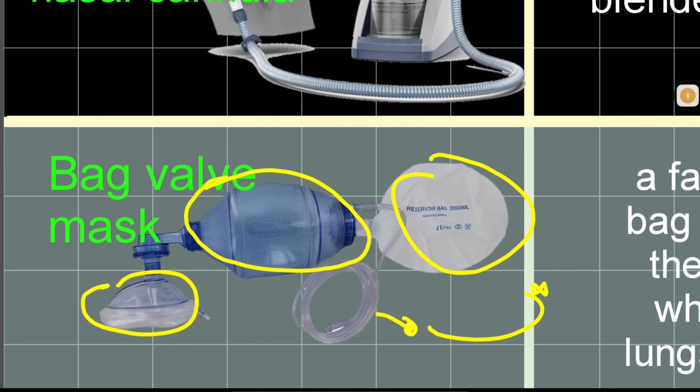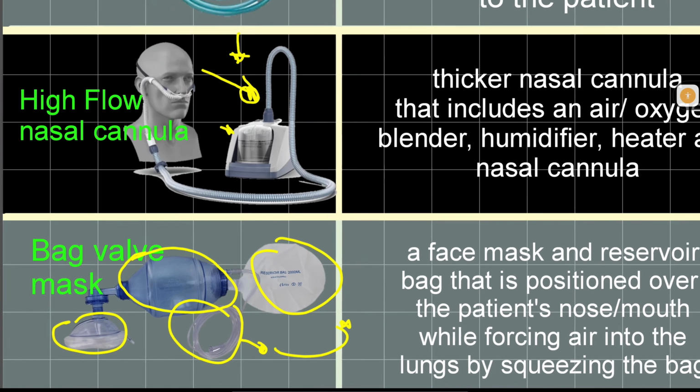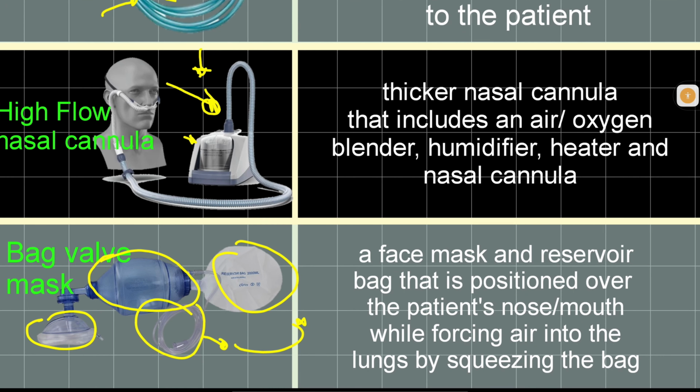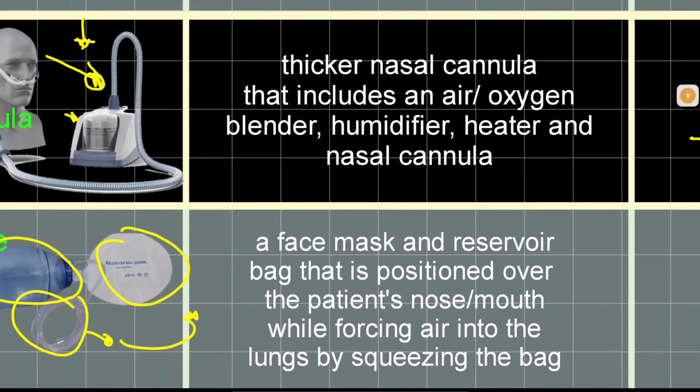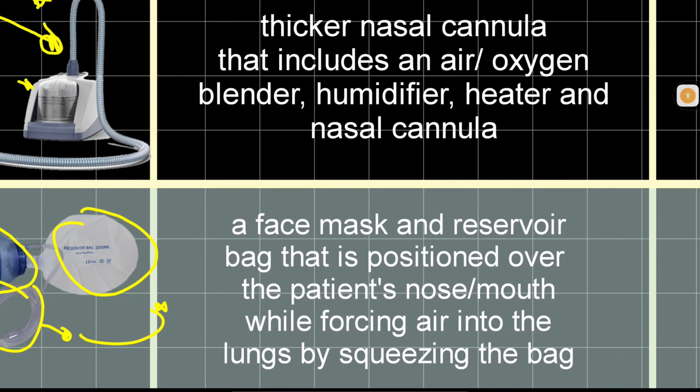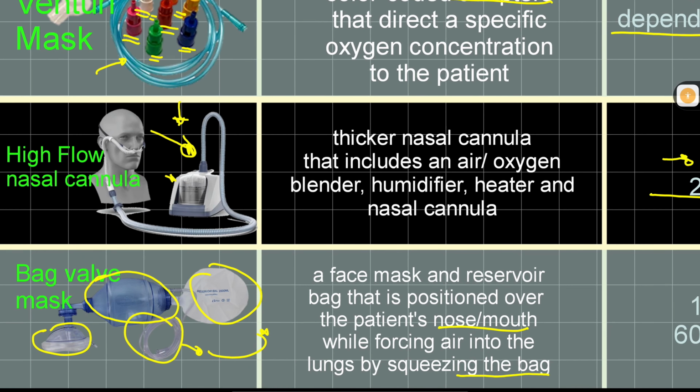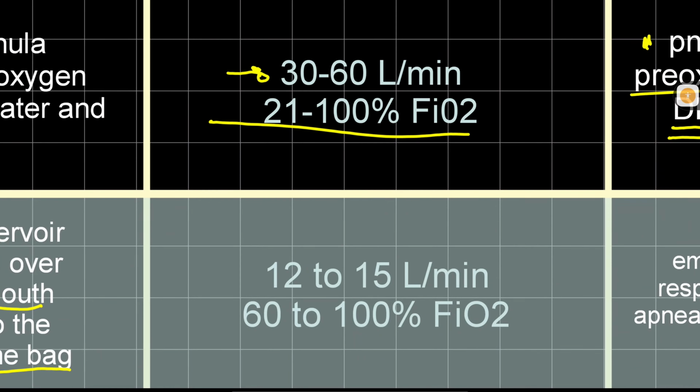You cannot use a bag valve mask without attaching it to a source of oxygen, to your humidifier that is open. This is a common mistake I notice. Why? Because it will not be able to deliver the expected amount of oxygen you want for your patient. It's ineffective. It is a face mask and a reservoir bag positioned over the patient's nose and mouth, forcing air into the lungs by squeezing the bag. Normally, we use this bag valve whenever we intubate the patient, for pre-oxygenation, okay?